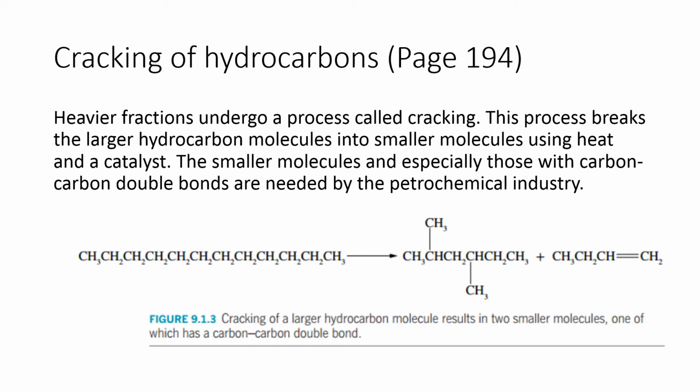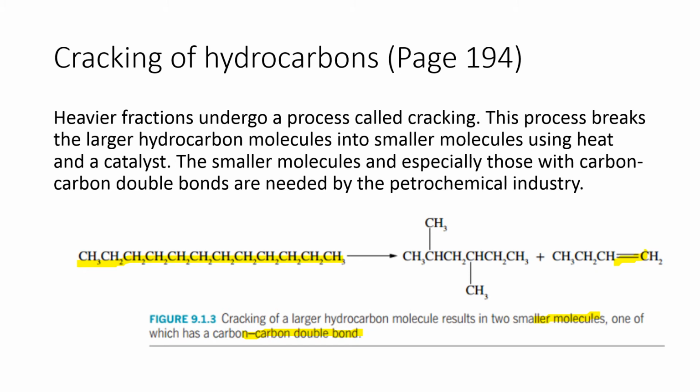So for example, if you look at this particular chain here, 1, 2, 3, 4, 5, 6, 7, 8, 9, 10, 11, 12 carbon chain molecule, as you can see here. If it undergoes cracking, it results in two smaller molecules, and one of them will have a carbon-carbon double bond, as you can see here. We will discuss single and double bonds later on, but in general, a double bond means that two valence electrons are being shared by each of the atoms. If it's a single bond, it's just one valence electron being shared by each of the atoms. So what cracking of hydrocarbons means is that you're breaking up the long hydrocarbon chain into shorter hydrocarbon chains.